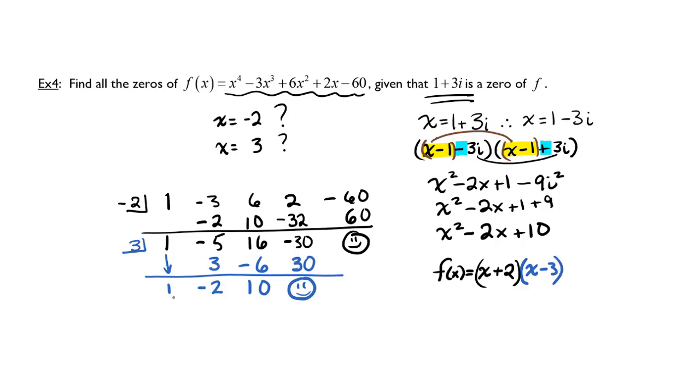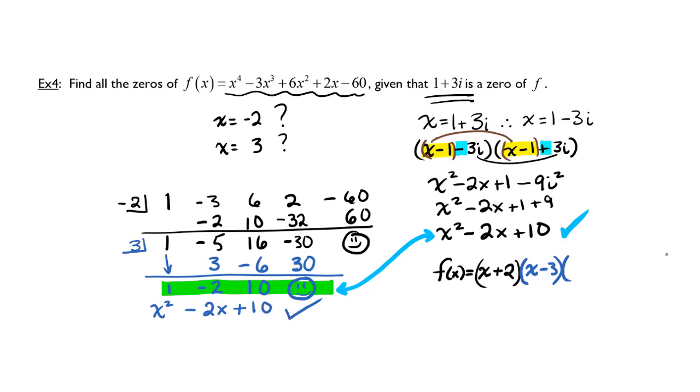Now the question is, does the remainder in my second synthetic division match what I had when I found the quadratic that represented my two complex zeros? And it does actually work, which is all so good. It all fell into place because this is my x squared term, this is my x to the first term, and this is my x to the 0 term. So my other quadratic term would be x squared minus 2x plus 10.